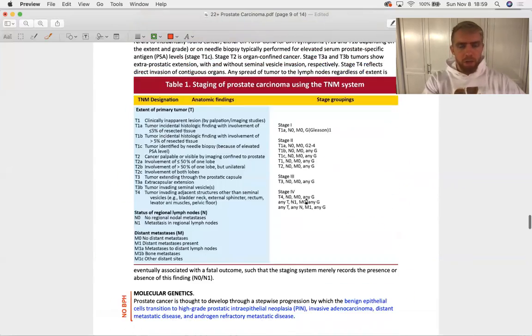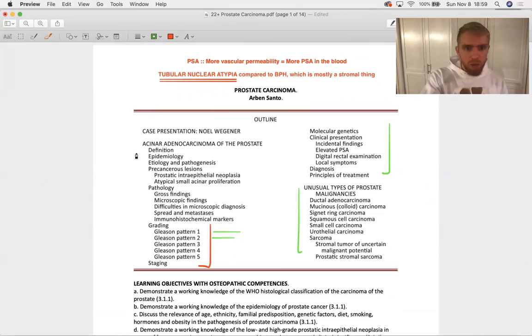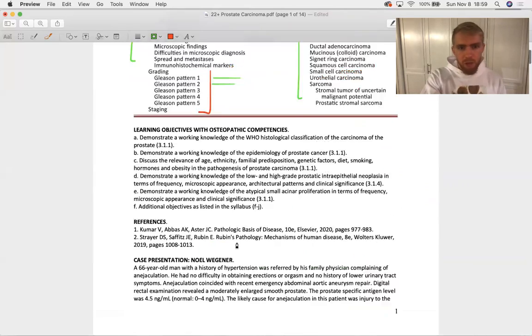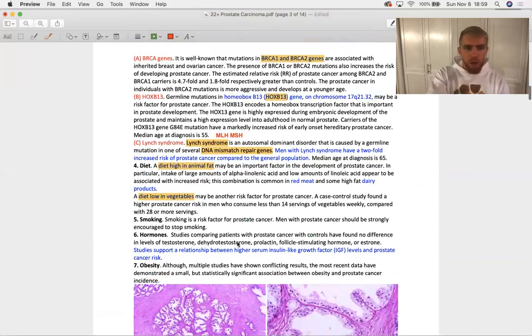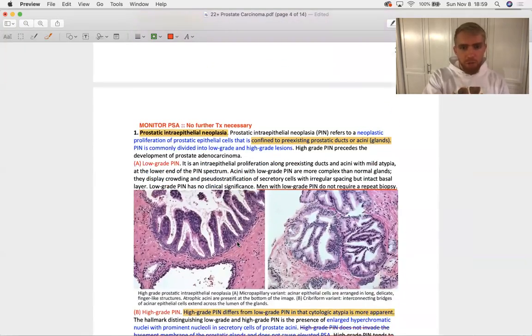So that's prostate cancer. In conclusion, expecting 2 questions probably on Gleason patterns, expecting 1 question on unusual prostate malignancies, expecting a question on what do you do after you diagnose this patient, whether it's a low or a high Gleason score, and then probably a question on the early stuff in this SDL, such as the risk factors and the genes involved with prostate cancer and/or the precancerous lesions.